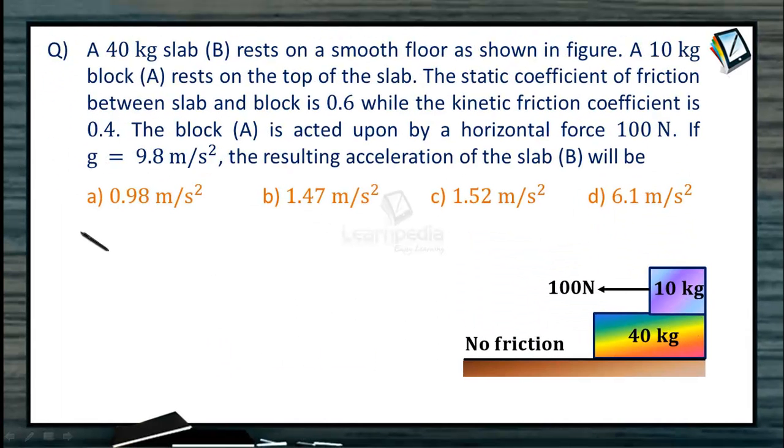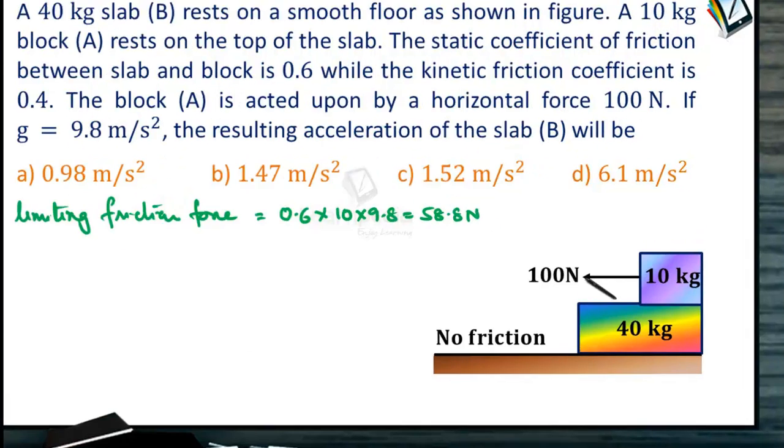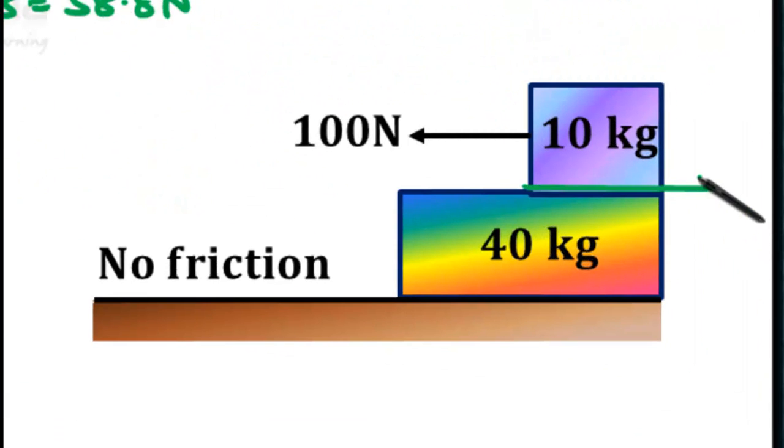So, the limiting friction force value, for the 10 kg block, will be 0.6 as the static value into 10 kg into 9.8. That is 58.8 Newton. But the force applied is 100 Newton, which is greater than 58.8 Newton. That means this body is going to slide over this particular body.